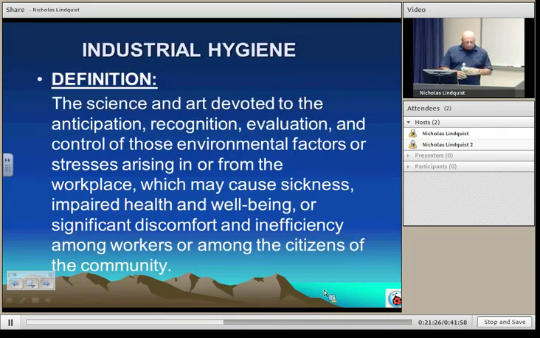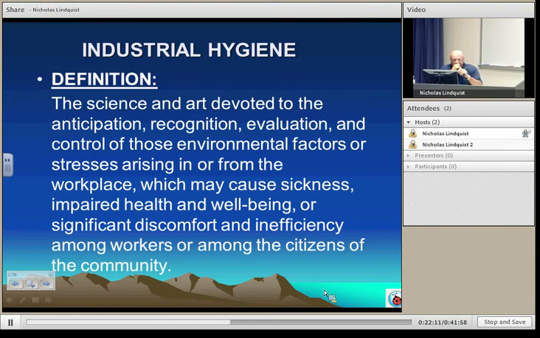So first and foremost, this definition will definitely be a question on the examination, and you'll be expected to answer that question basically word for word as it's written here. The definition of industrial hygiene is the science and art devoted to the anticipation, recognition, evaluation, and control of those environmental factors or stresses arising in or from the workplace or the community which may cause sickness, impaired health and well-being, or significant discomfort and inefficiency among workers or among the citizens of the community.